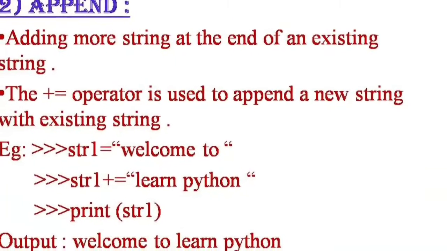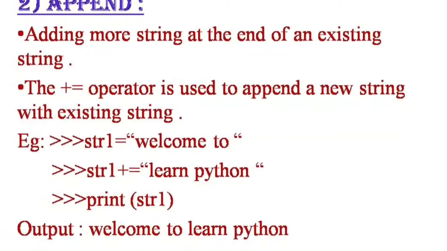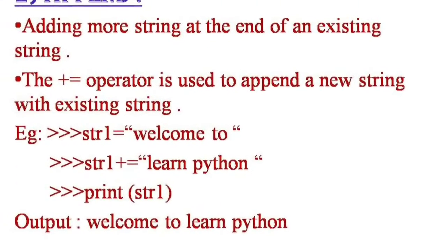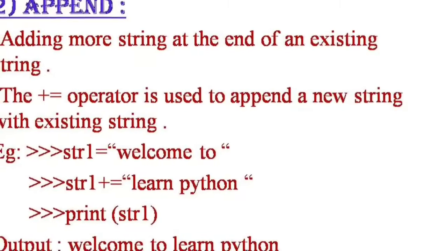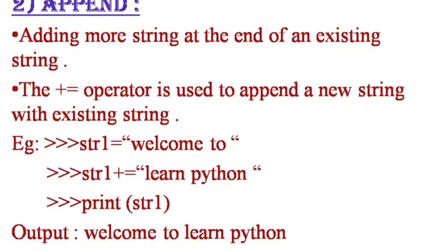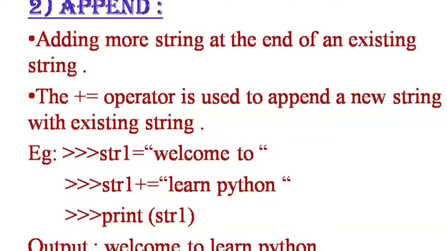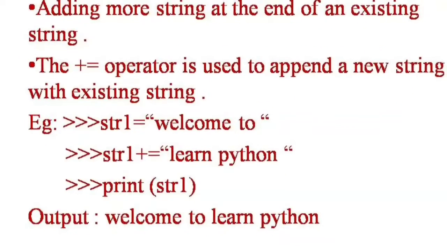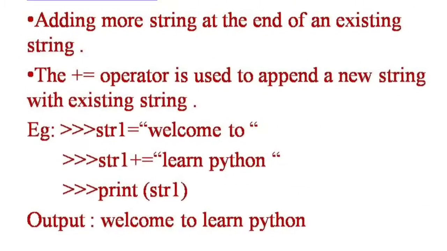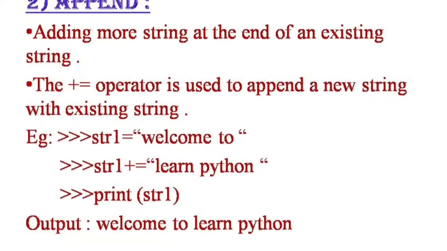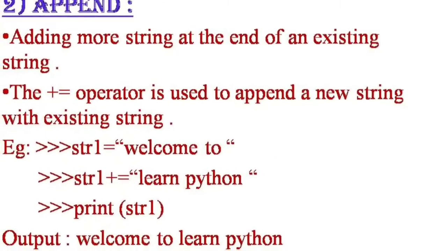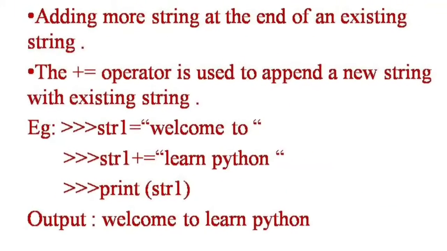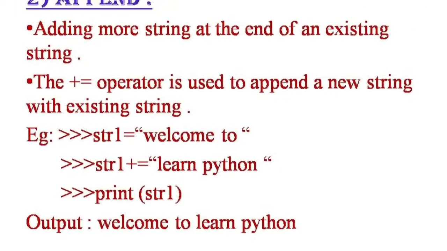Next one we have is the append string. Adding more string at the end of an existing string. The plus equal to operator is used to append a new string. Now look at this example. String 1 is given as welcome to. String 1 plus equal to learn Python. You print string 1, both the strings will be joined. Now the output will be welcome to learn Python.